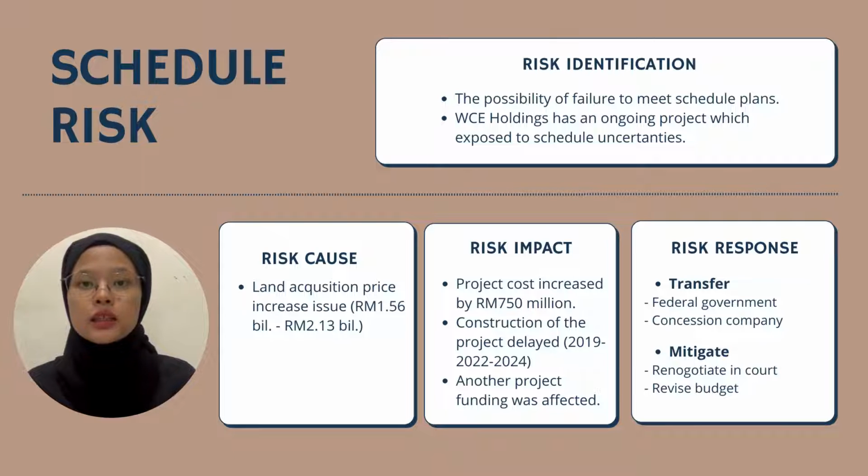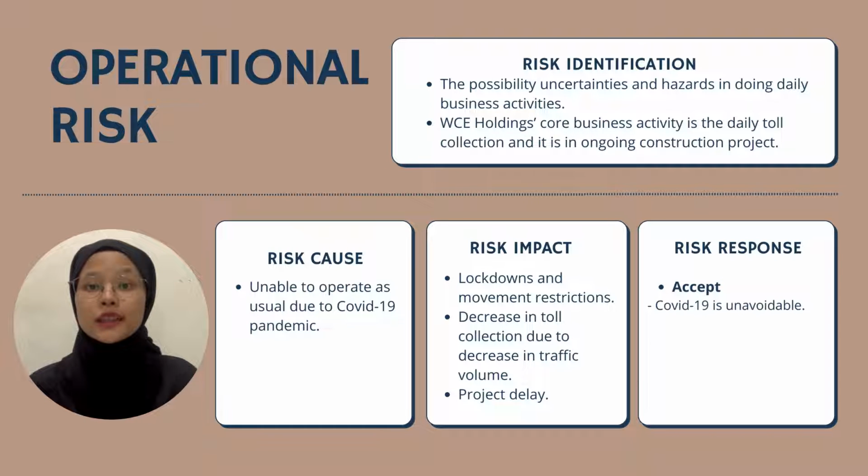This is because the federal government and also the concession company would have to bear the cost overrun. Besides, the company might also mitigate the risk by renegotiating in court and revising its budget. The last risk that we found is operational risk. For your information, operational risk is the risk arising from uncertainties and hazards in doing the day-to-day business activities.